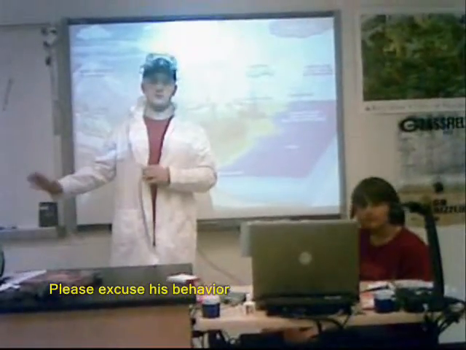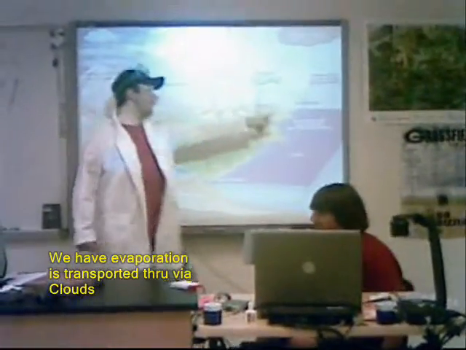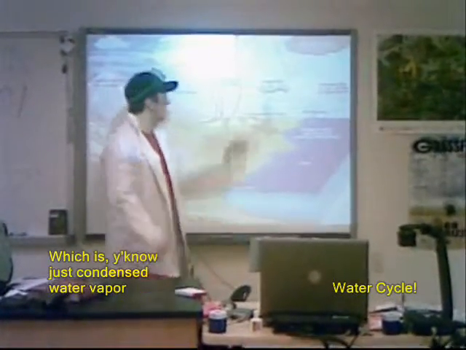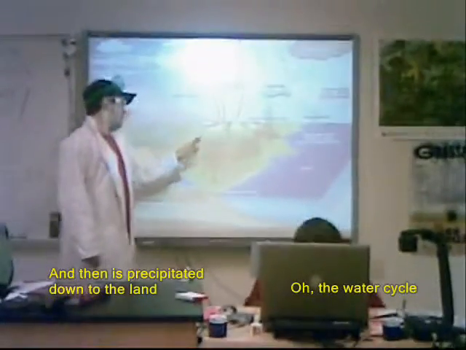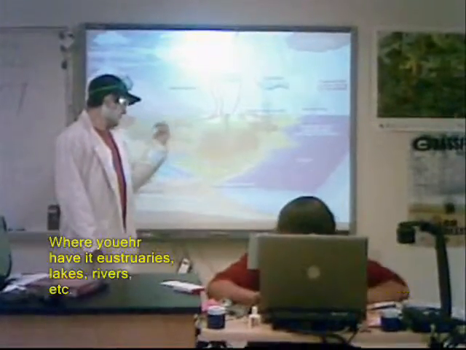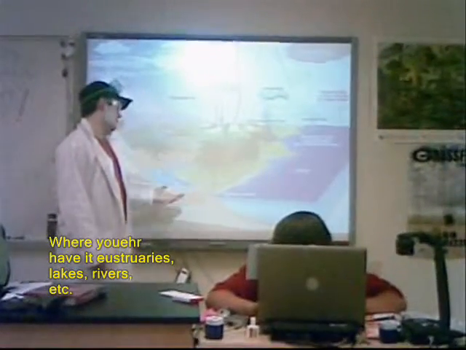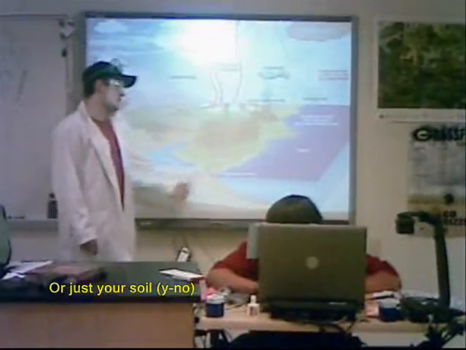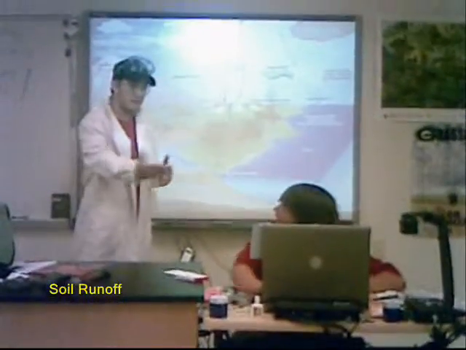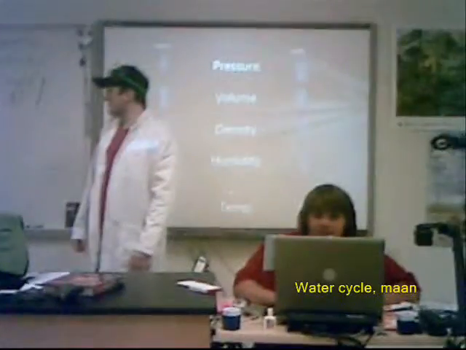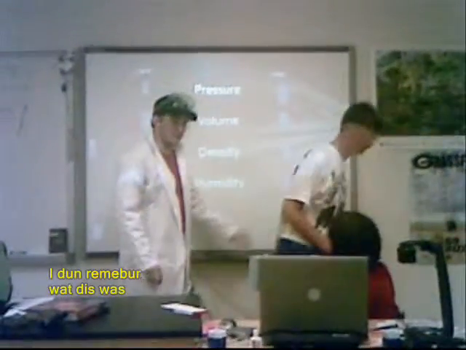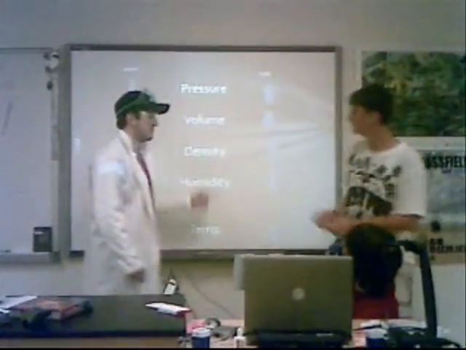Please excuse his behavior. Anyway, we have evaporation, which is transported via clouds, which is just condensed water vapor, and then it's precipitated down as water on the land, where you have it in estuaries, lakes, rivers, etc. Eventually, that gets back to the ocean via runoff through streams or just through soil runoff. The water cycle.